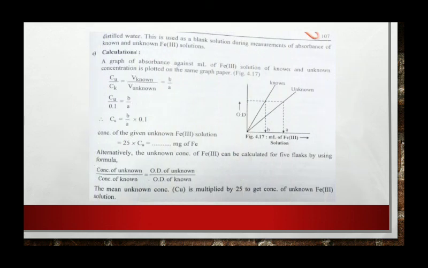And then after determination, plot a graph of absorbance against concentration of the solution, that means optical density against C, and with the help of Beer's relation you can determine the concentration of iron(III).